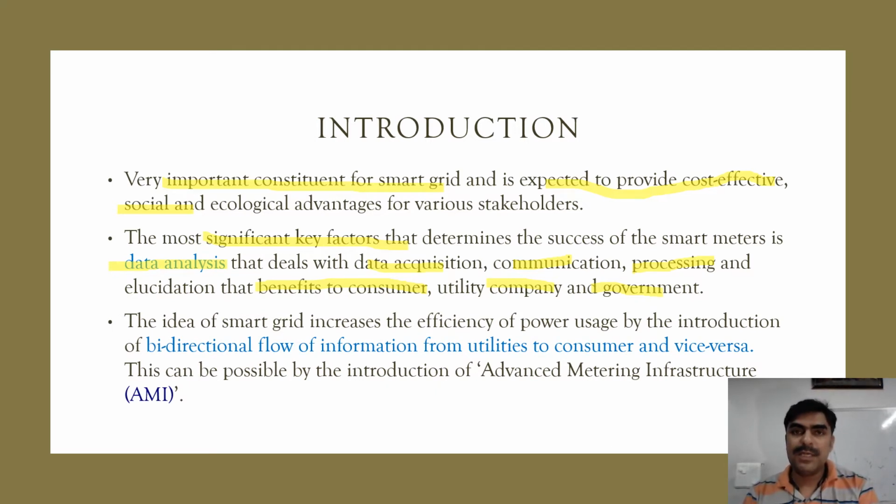Another important feature related to the smart grid is that whenever we install a smart meter, it creates a bi-directional flow of information. A smart meter is the main component which creates the bidirectional flow of information, and with the help of a smart meter, utility and consumer both can communicate with each other. This is possible with the advanced metering infrastructure. By using AMI, both utility and consumers are able to communicate with each other.